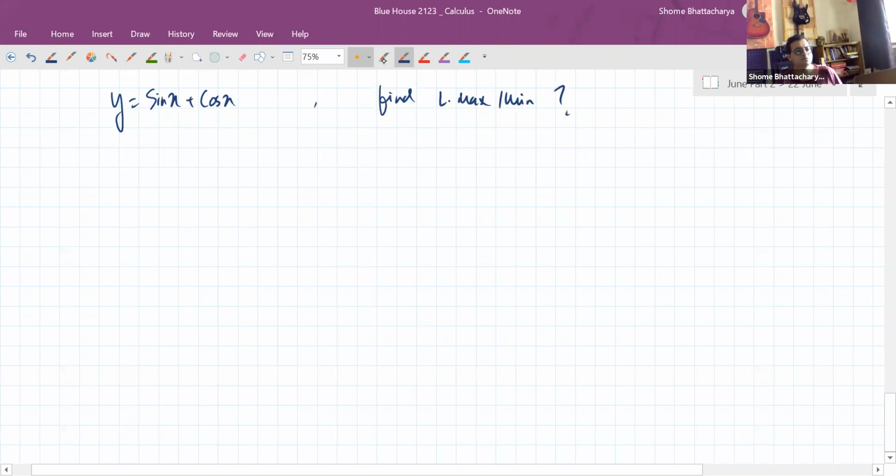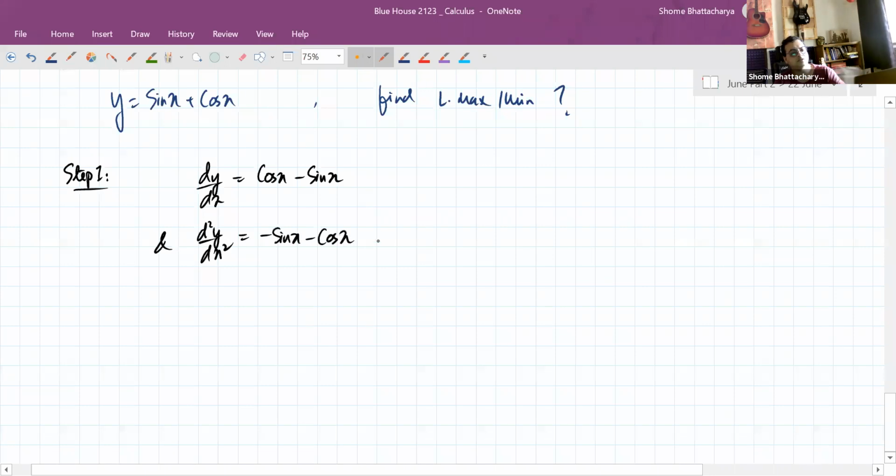So remember the 3-step process that we have done. Step 1, we need to find the domain, the derivative and the second derivative. So dy by dx, differentiating this, is cos x minus sin x, and the second derivative, differentiating this, is minus sin x minus cos x, or we can say minus of sin x plus cos x.